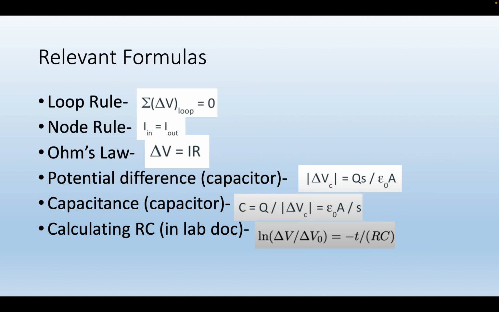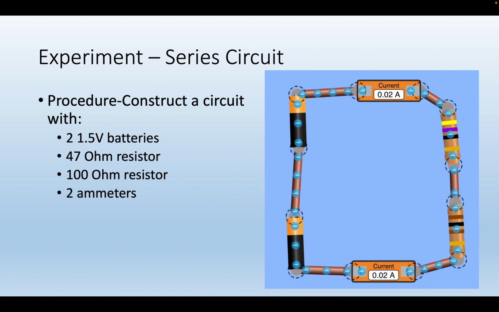So these are some of the relevant formulas. Some come from the previous slides, such as the loop rule, node rule, and Ohm's law. I've also included some other ones, such as potential difference of a capacitor, capacitance of a capacitor, and the one for calculating the RC constant, which was found in the lab document.